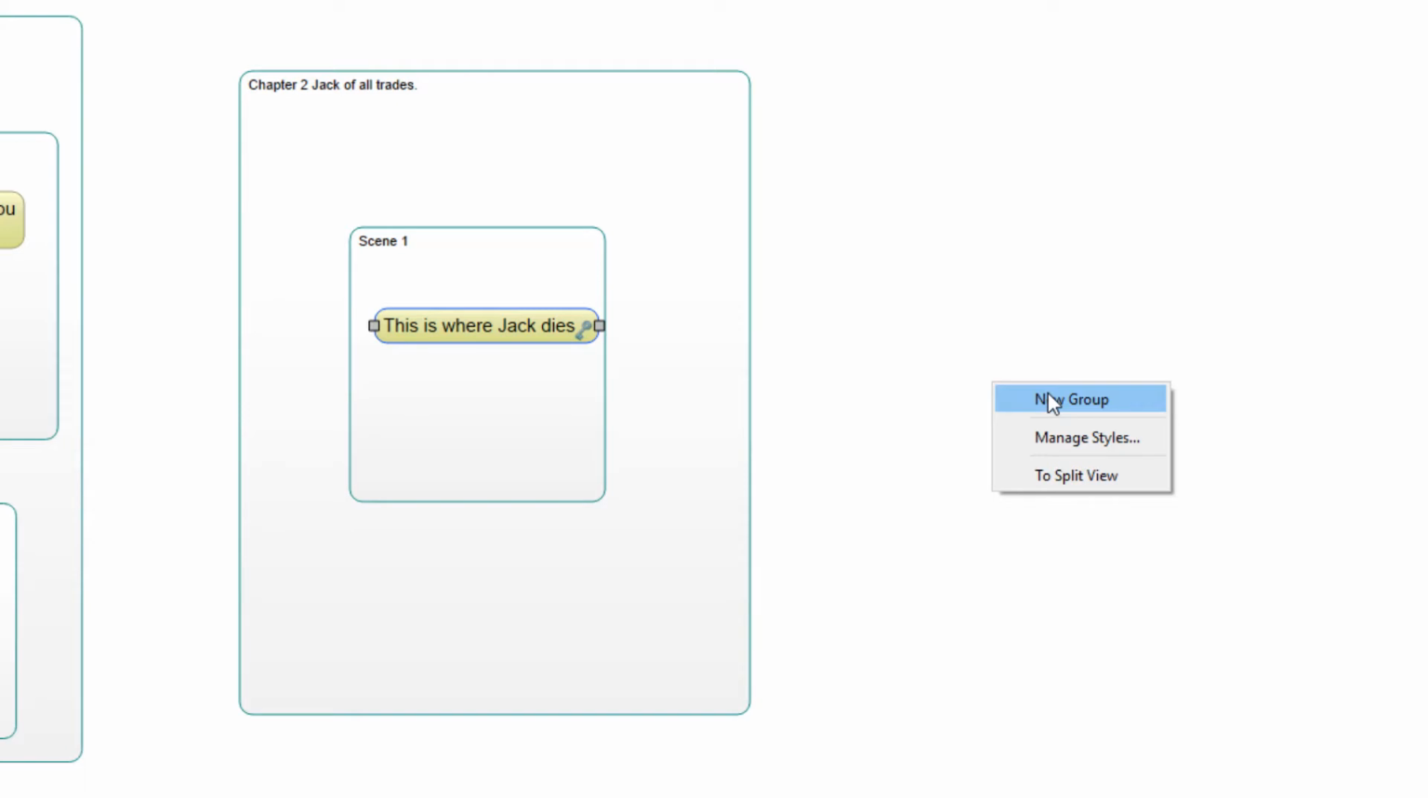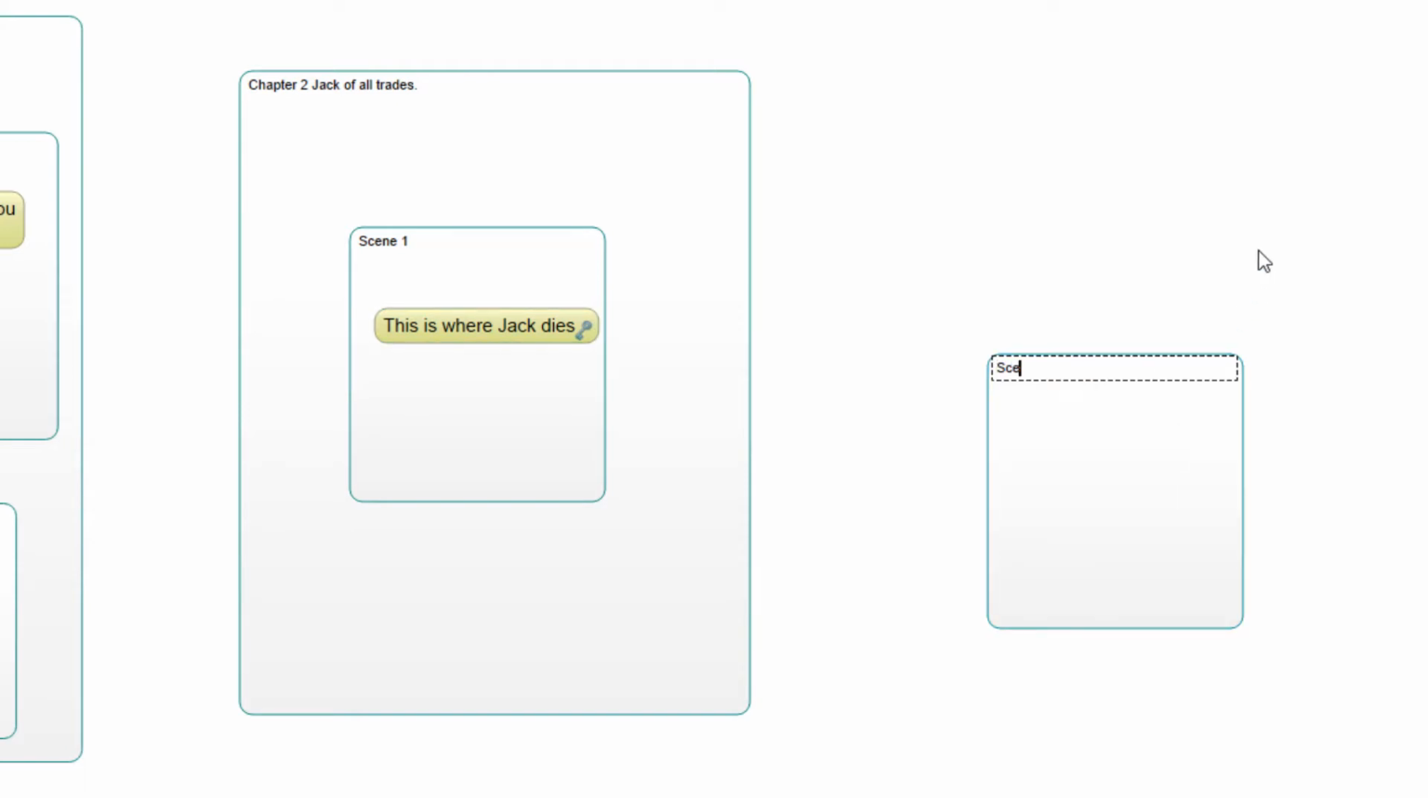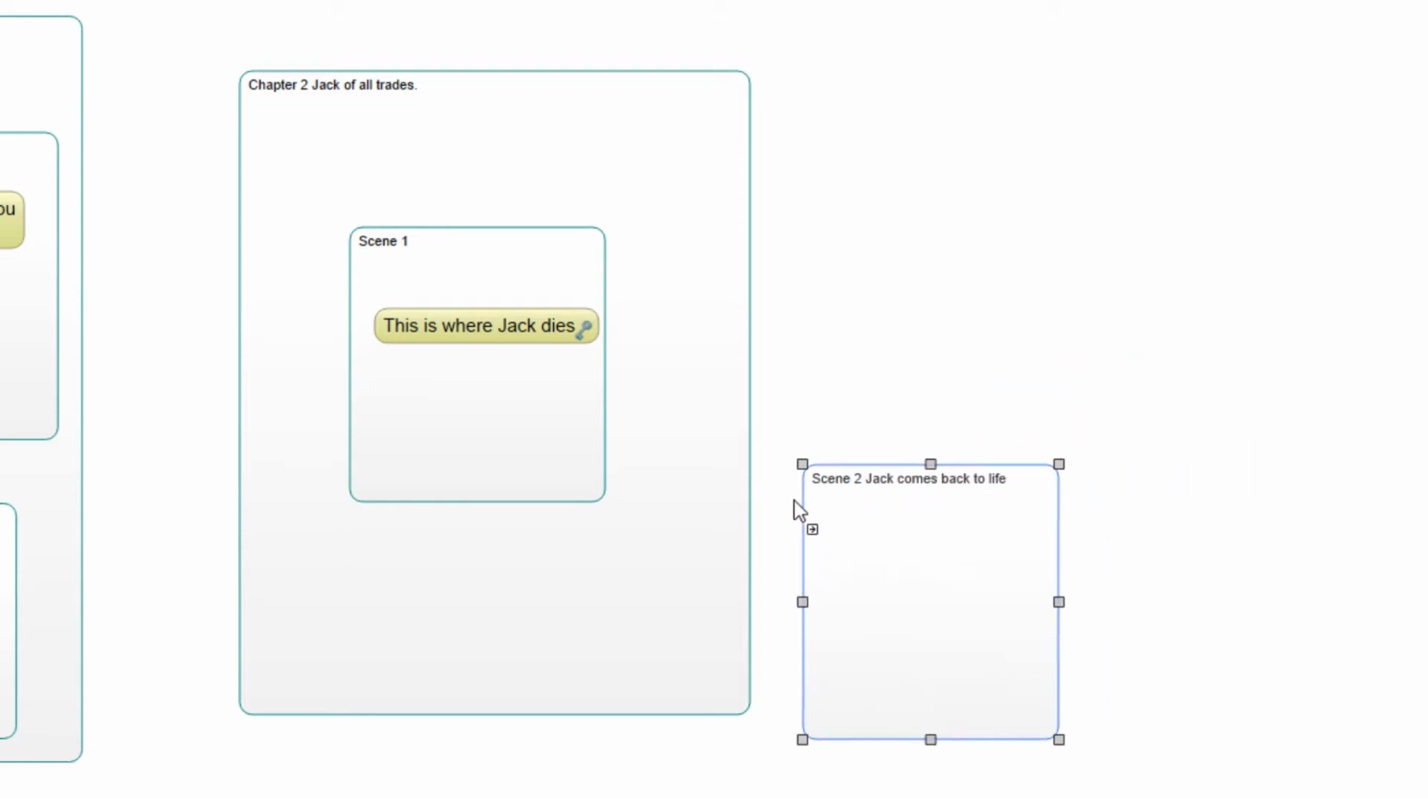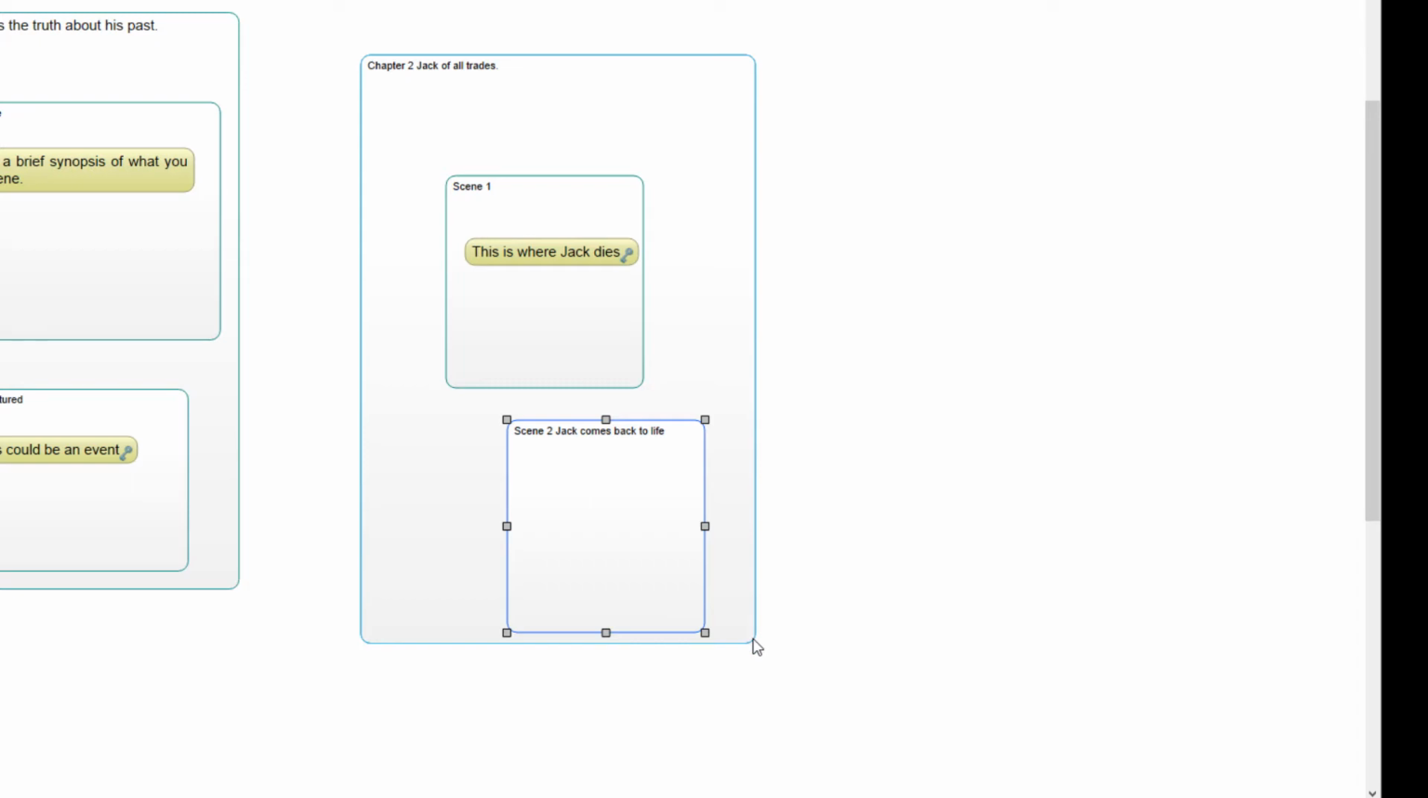I go new group again, this could be scene two, Jack comes back to life. And I can drag that into the group and that's created that scene. You don't actually have to add anything into it. Even an empty group like this will create the scene.